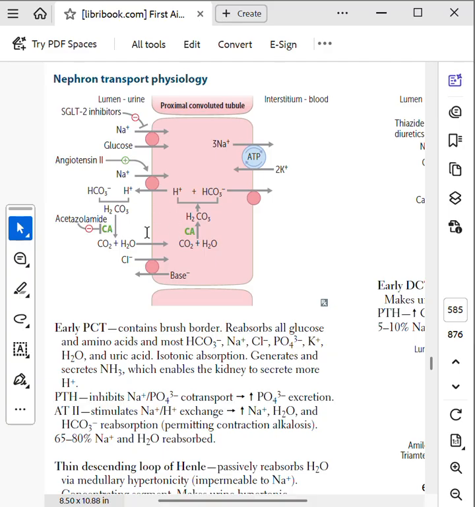Then we have something called the carbonic anhydrase inhibitor. Carbonic anhydrase inhibitor does what basically? It brings the hydrogen carbonate inside. Since it brings the hydrogen carbonate inside, this can be blocked by acetazolamide. So acetazolamide inhibits the carbonic anhydrase here, and hydrogen carbonate is lost in the urine.